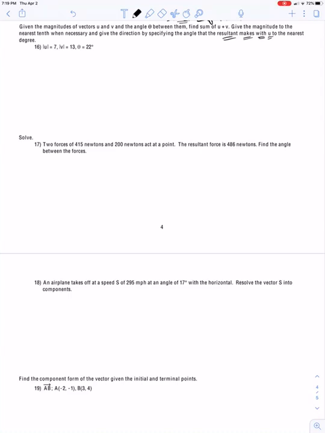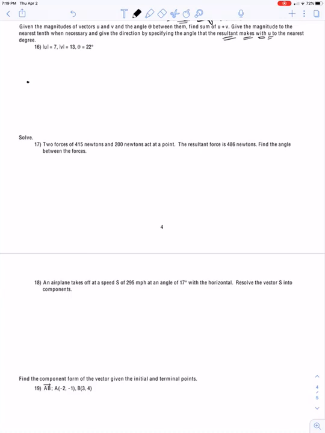So the magnitude of vector u is 7, so 7 units in length. We'll draw our vector. The magnitude of vector v is 13 units in length. And we've got a 22 degree angle between them. So let's go draw a picture so we can get a visual of these two vectors that we're looking at.